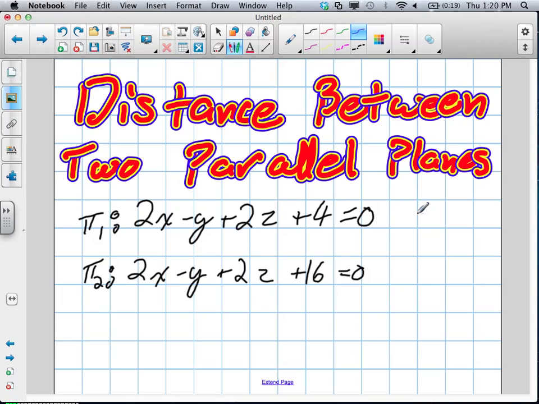So let's double check. We'll quickly look at the normals to both planes. The normal to the first one is 2, -1, and 2. And the normal to the second one, 2, -1, and 2. Perfect. So both of our planes are parallel.